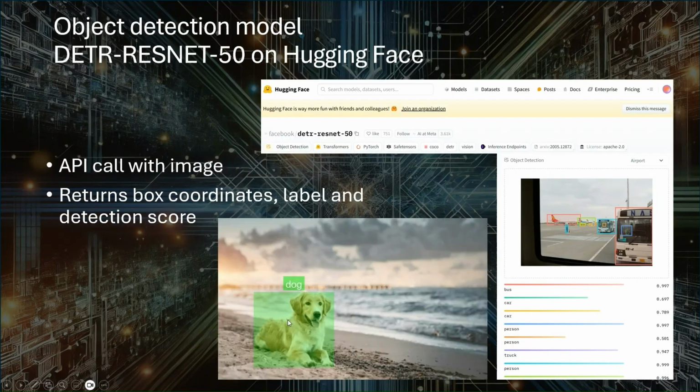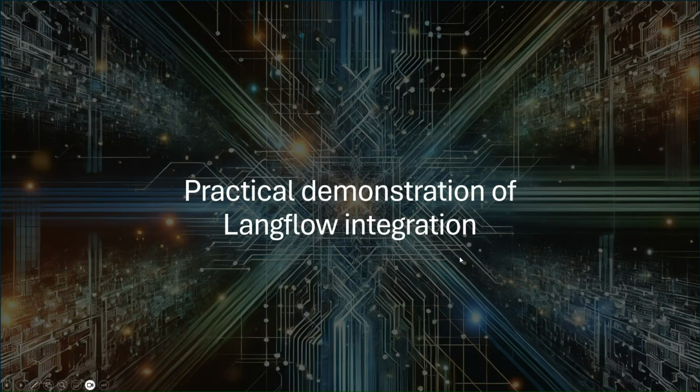to ensure that the chatbot takes into account that the image has been processed. I was working with an object detection model that is available on Hugging Face, which is very powerful. It can detect buses and cars and dogs and persons and whatnot through a simple API call with the image. And you get back the box coordinates of the object, the label, and the detection score. So very nice. And now here is a practical demonstration.